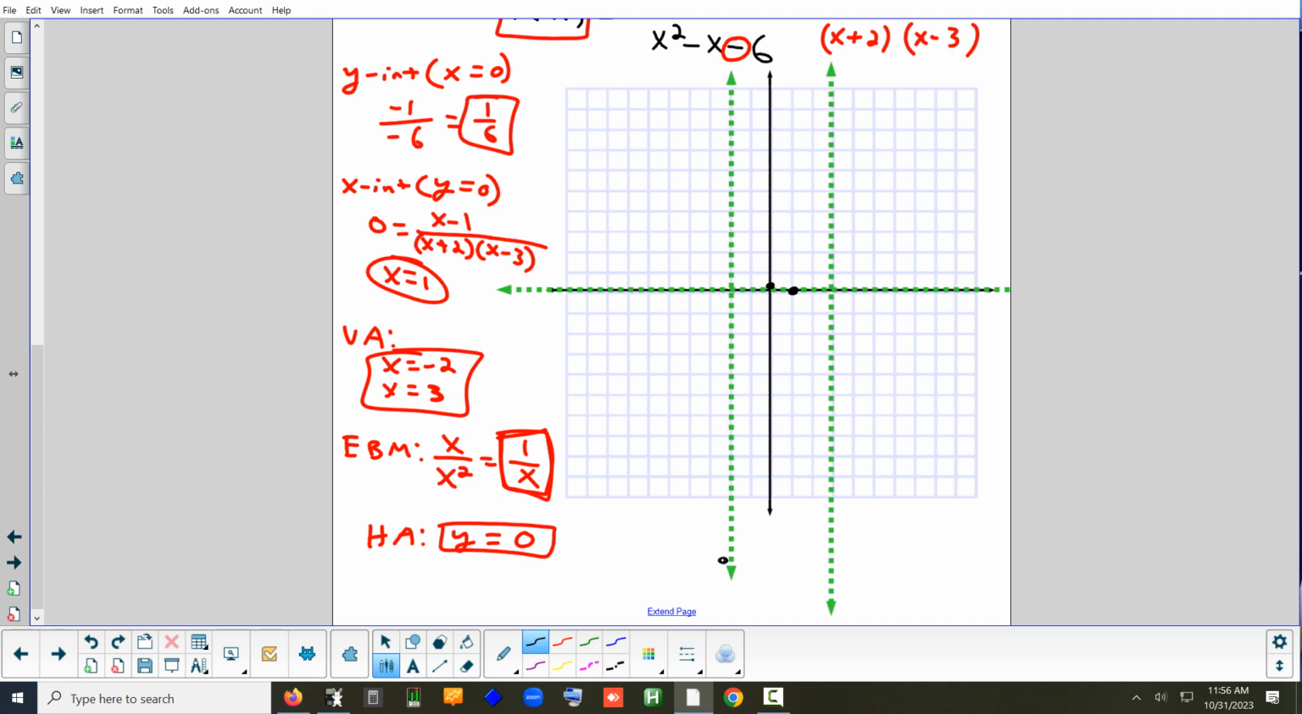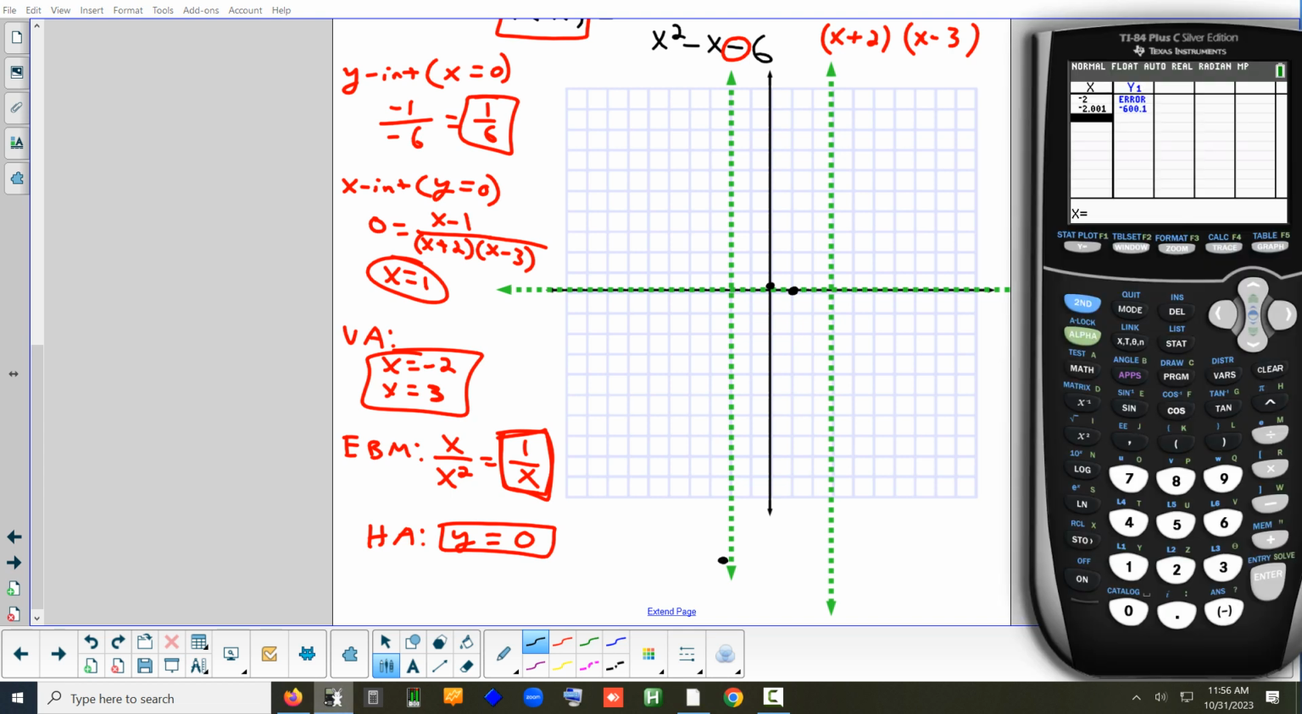Now what I want to do is check what happens as you get close to -2 on the right side. So what's a number that's a little bigger than -2? -1.99. And we're up at 600. So on one side, we're down very low. The other side, we're up very high.